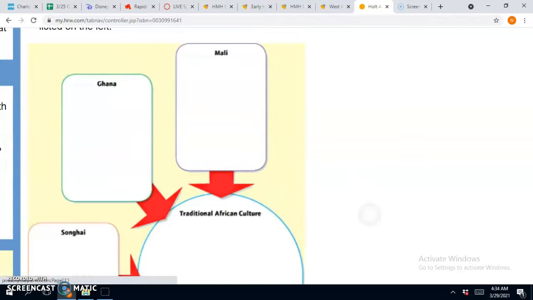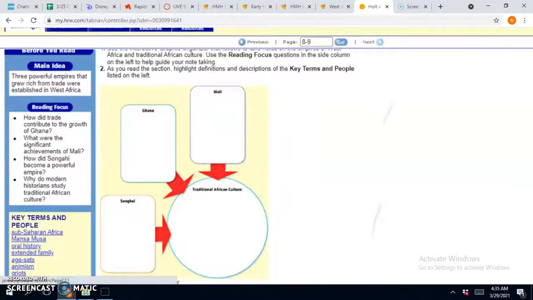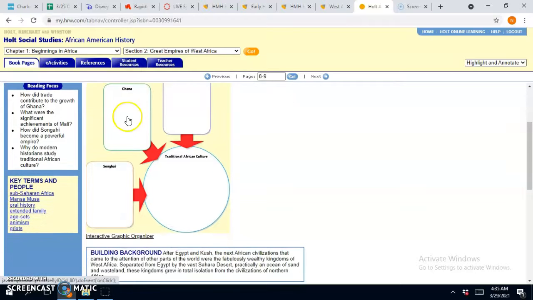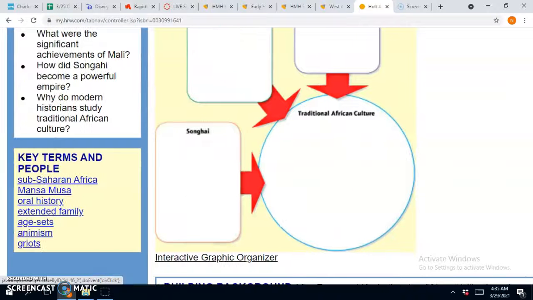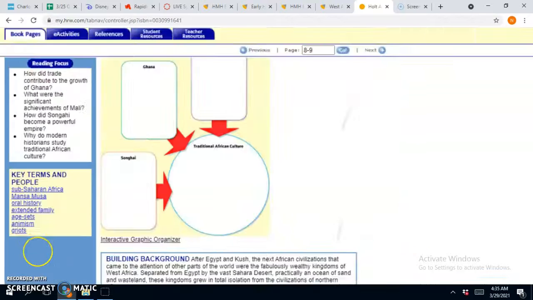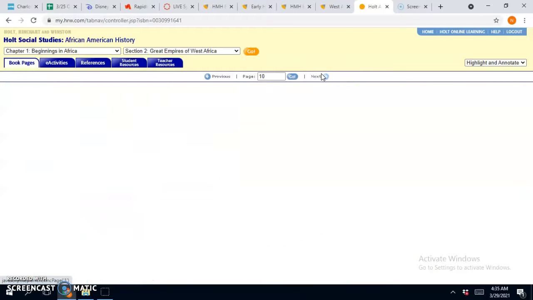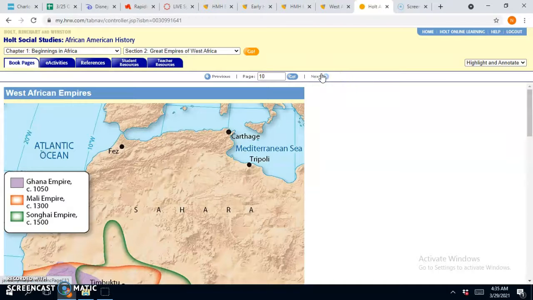You would write down Mali, Ghana, and Songhai. And I know it's probably hard for you to read. You would also write down these sets of vocabulary words: Sub-Saharan Africa, Mansa Musa, oral history, extended family, age sets, animism, and griots. And then I will go to the next page, and we have another map.